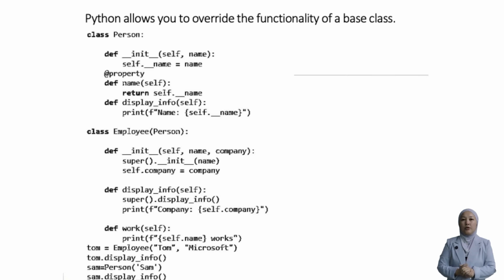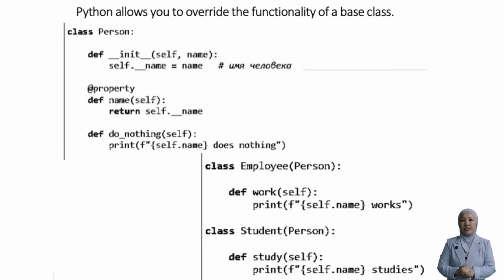A subclass can override methods inherited from its parent. This means providing a new implementation for a method with the same name. However, often we wish to extend the parent's behavior, not replace it entirely. For this, we use the super function to call the parent's version of the method, then add additional logic. Consider a person class with a general method. An employee subclass might override this method to include job-specific details. By using super, the employee's method can invoke the person's method to handle the common part, then proceed with its own specialization.